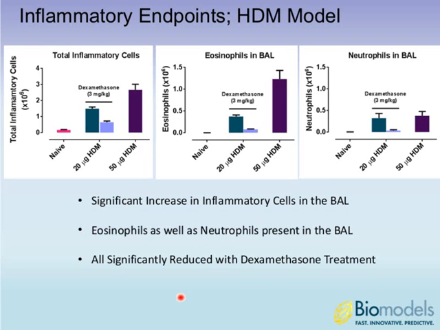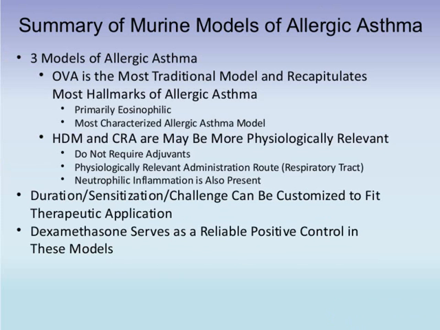Here you can see that we saw a significant increase in inflammatory cells in the BAL, total inflammatory cells. This consisted of increases in eosinophils as well as neutrophils. And you can see that all these relationships were reduced with dexamethasone treatment. I'm not going to present the airway hyperreactivity data in house dust mite because it follows the OVA, and the OVA and house dust mite models are very similar.